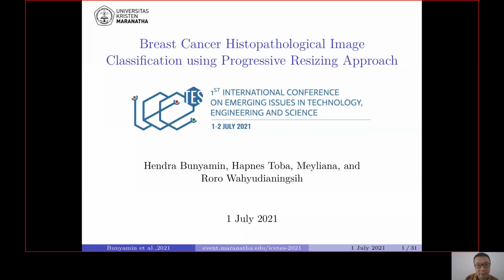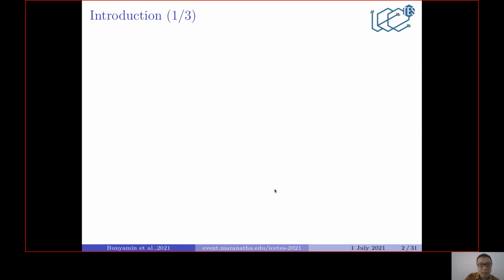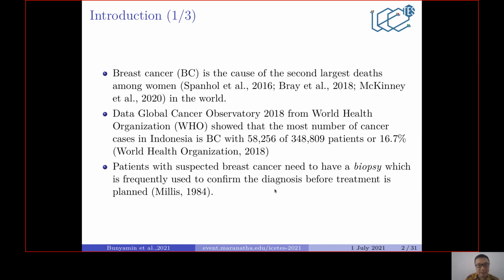Let's get started. This is the topic, breast cancer. The title is breast cancer histopathological image classification using progressive resizing approach. This is the joint work of these guys. Okay. So basically, breast cancer is the most lethal cancer in the world.